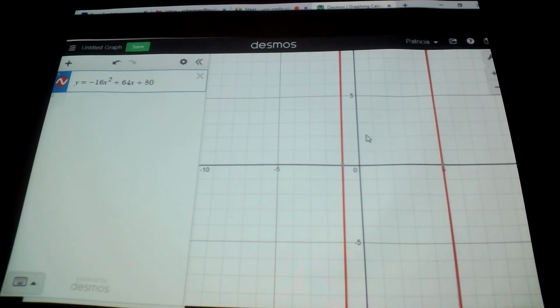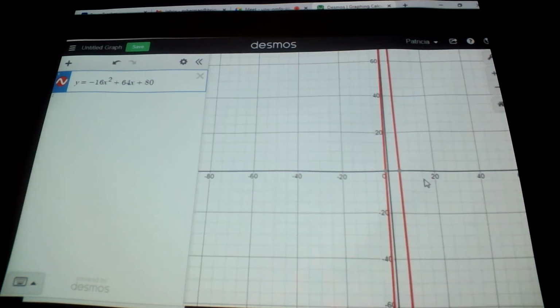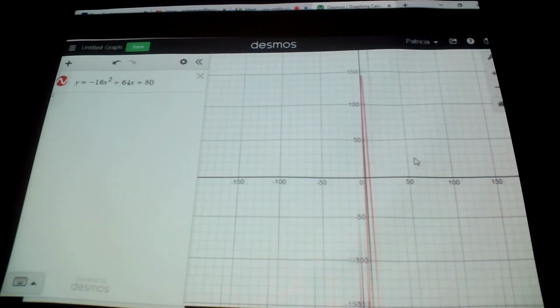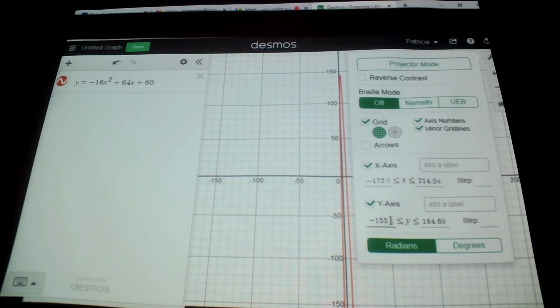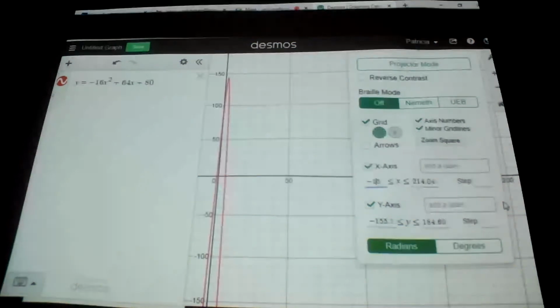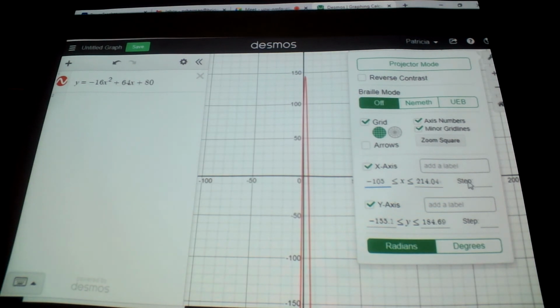When you look at that, you're like, what the heck is happening? That's just two lines. It's just because it's zoomed in. So you can either do this minus sign, or you can zoom out. You can also change the scale. So I'm going to change my scale. The x, I'm going to go from negative 10. What did we say? When did it hit the ground? 5 seconds. What was the answer to D? 5. Oh, 5, okay.